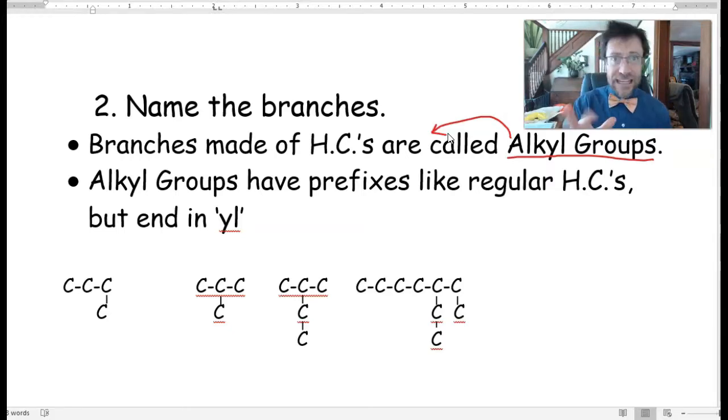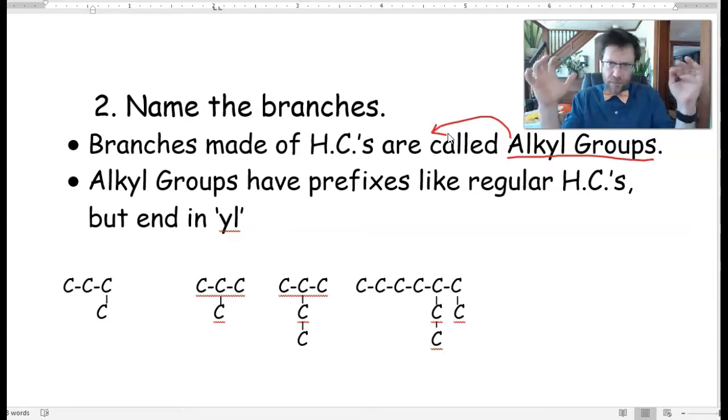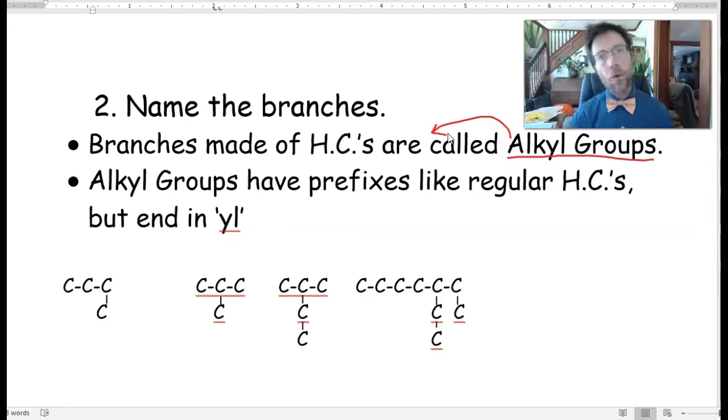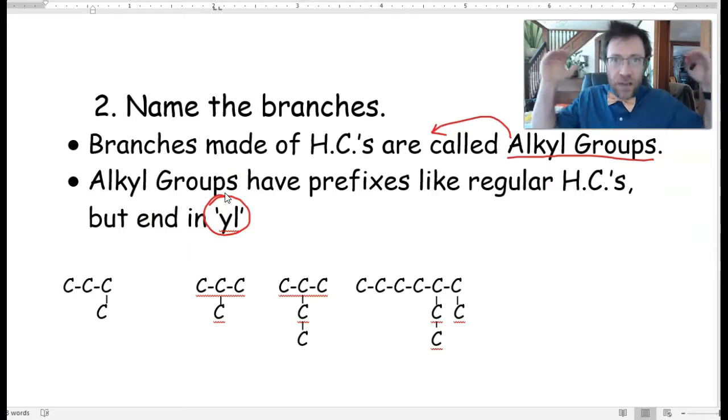But instead of ending in -ane, because that means it's the big chain, we're going to end it with -yl, like methyl. Using this suffix, that's how we know that it's a chain. It's like a little piece hanging off. It's not the big base.